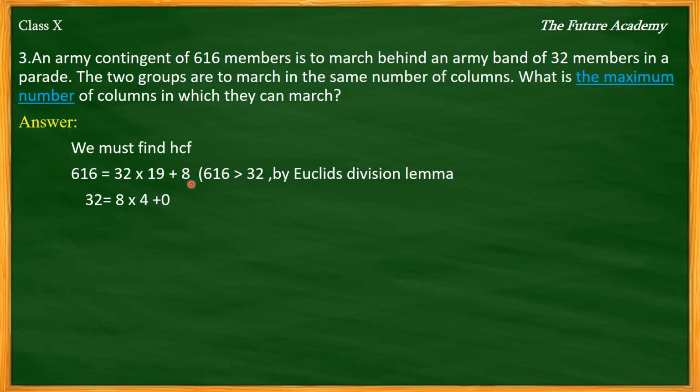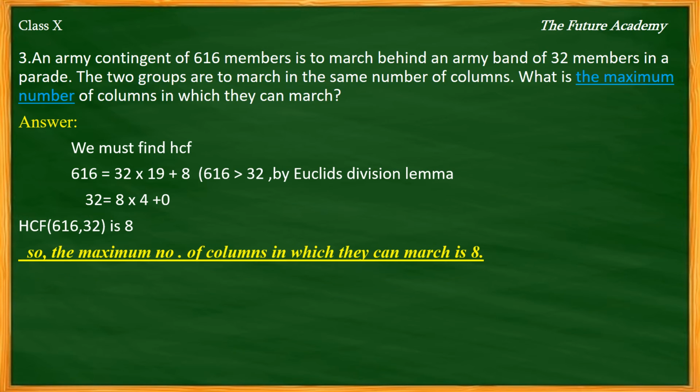Since the remainder is not 0, this divisor now becomes the dividend and this remainder becomes the divisor. While dividing 32 by 8, we get 32 is equal to 8 into 4 plus 0. Now the remainder is 0. So the HCF of 616 and 32 is 8. So the maximum number of columns in which they can march is 8.